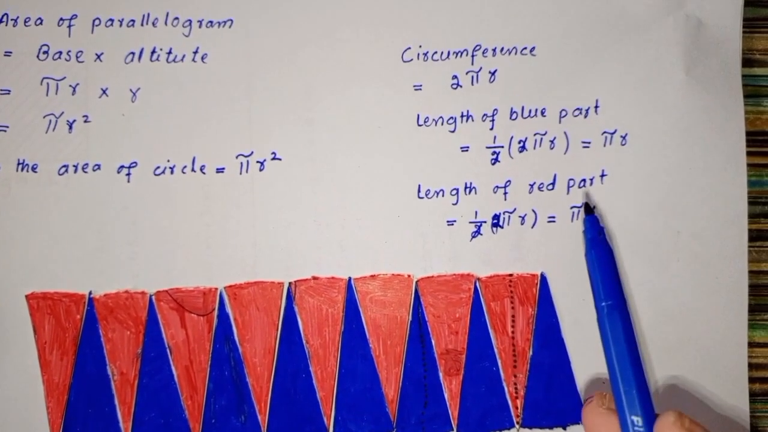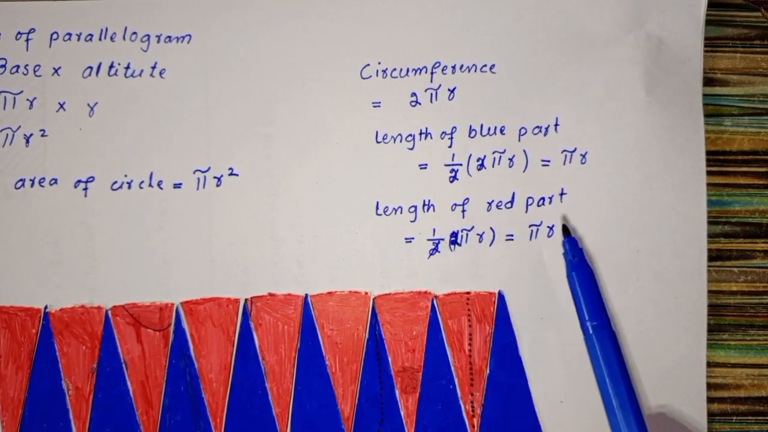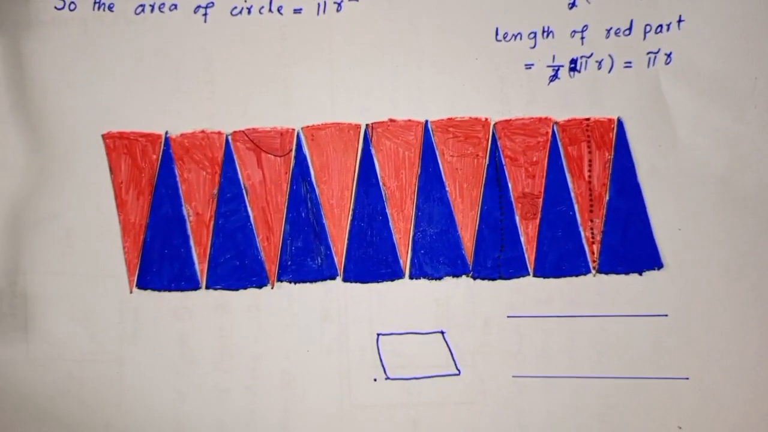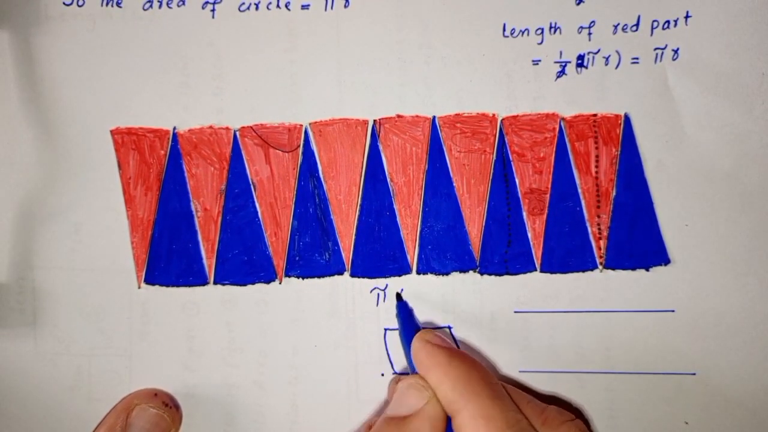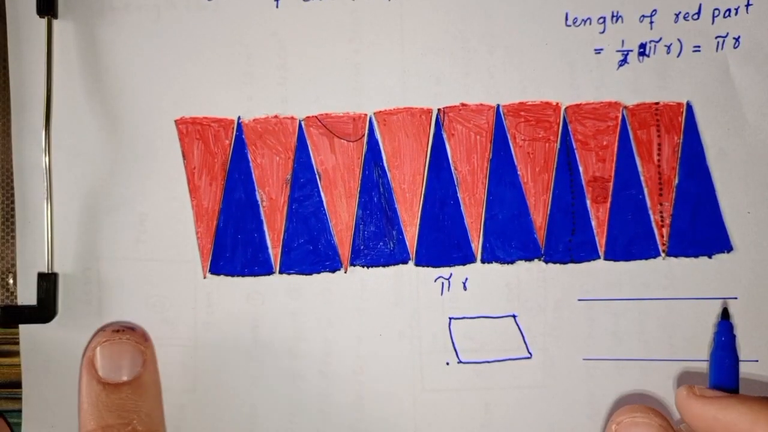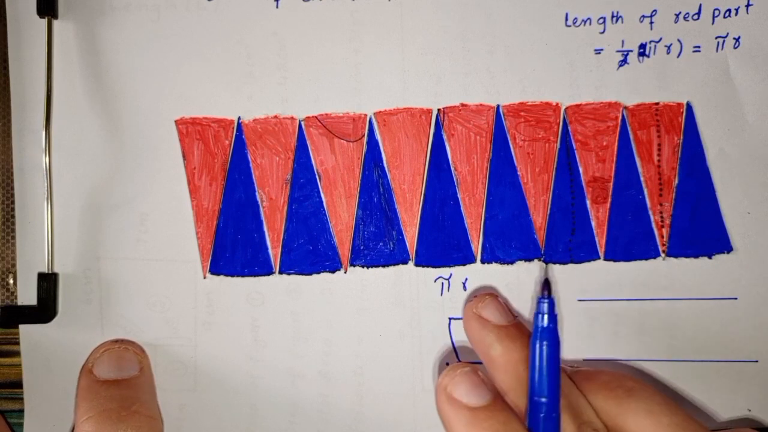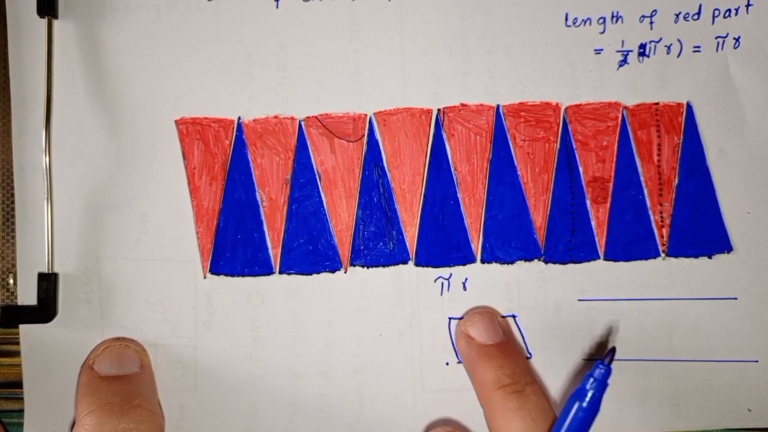As we know, the length of the blue part equals pi r, and the length of the red part also equals pi r. So this length will equal pi r, okay? And also this length is equal to pi r. Now let's find the altitude. The base we found here. This is the base, and that is pi r, pi into r radius, okay?